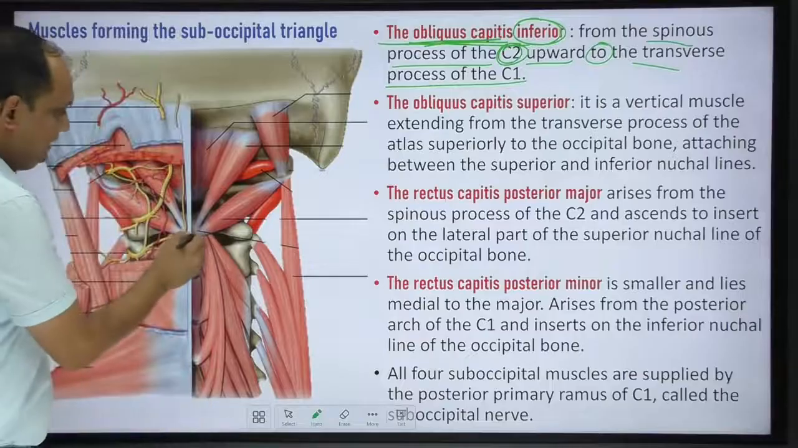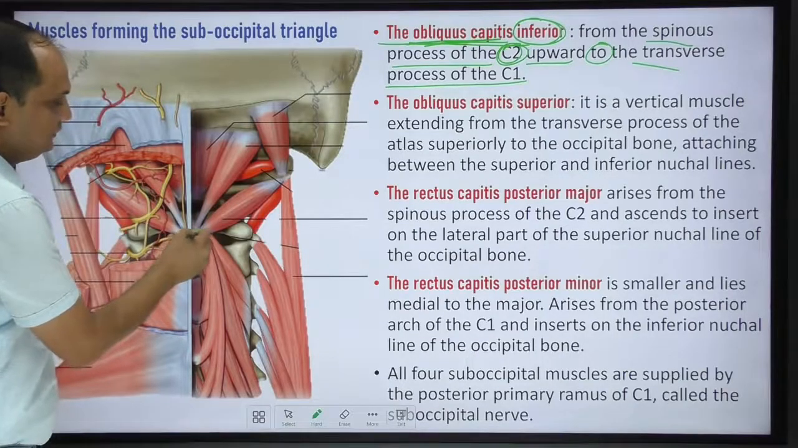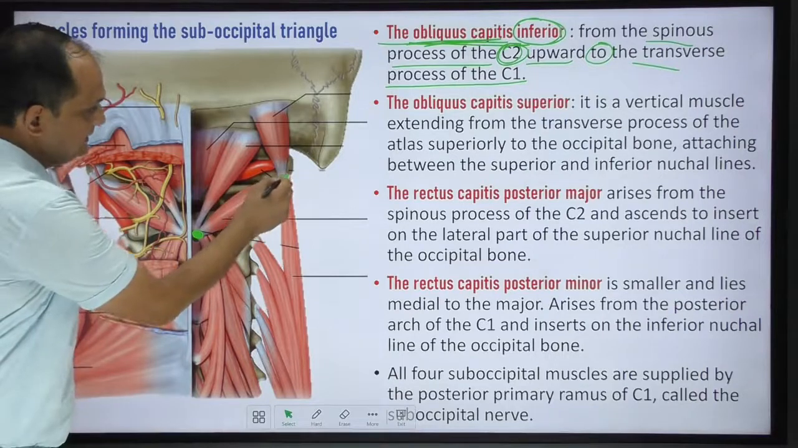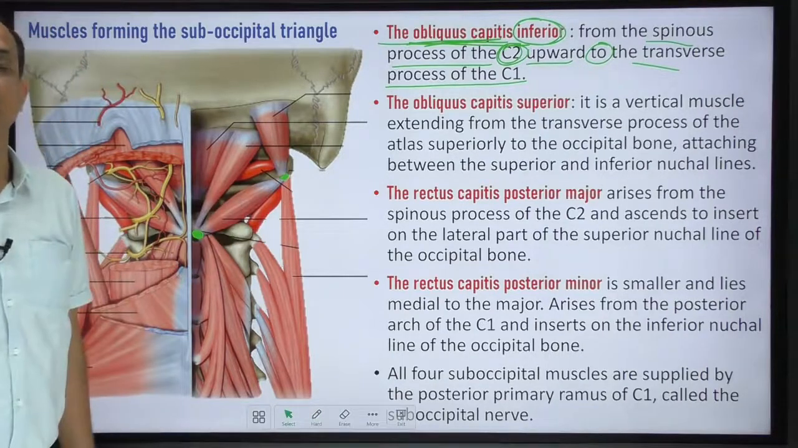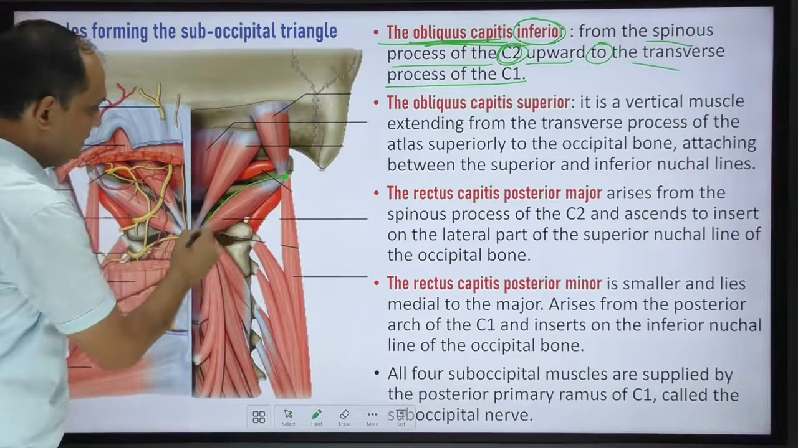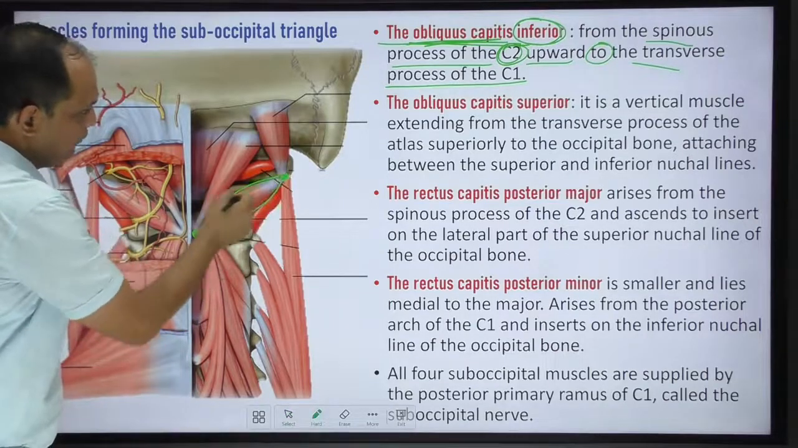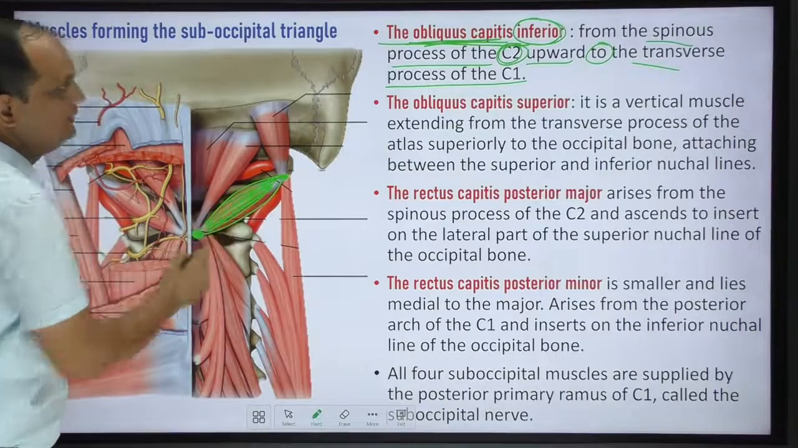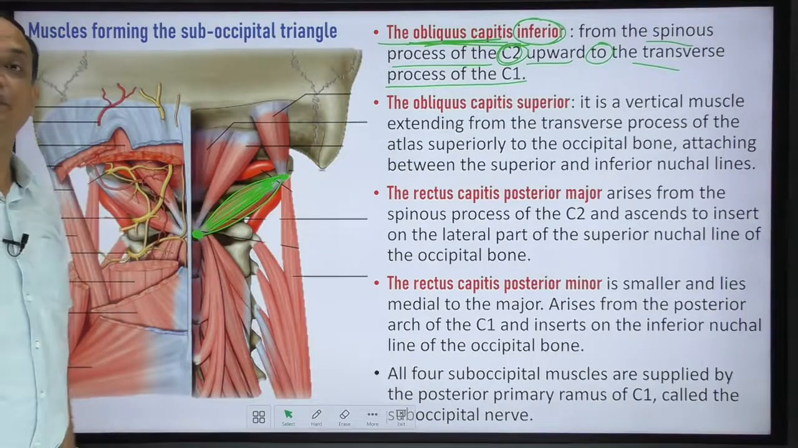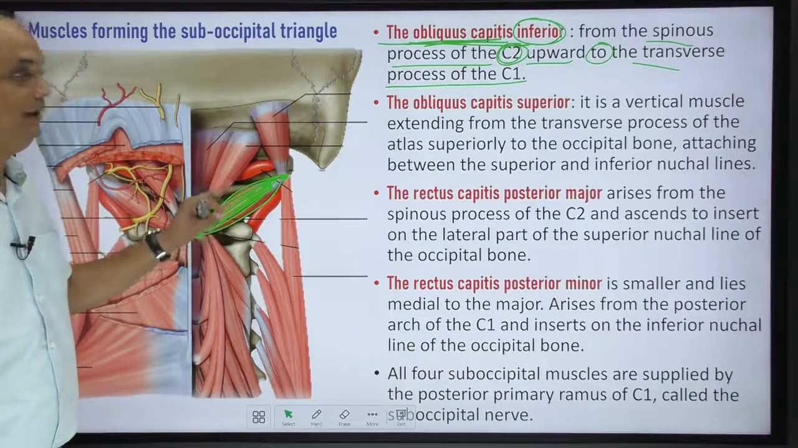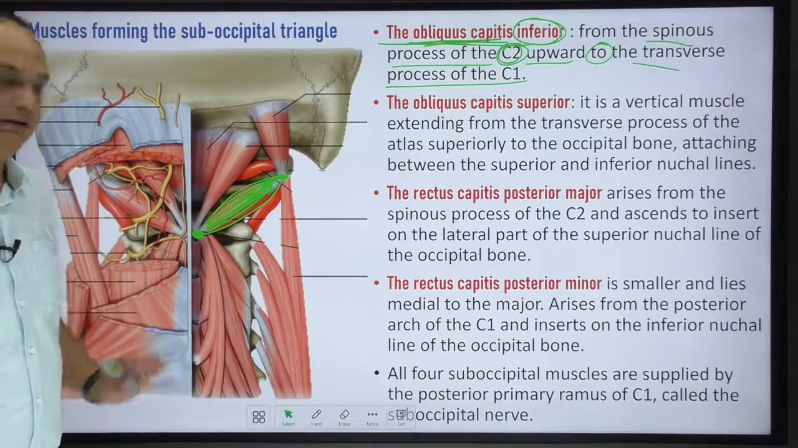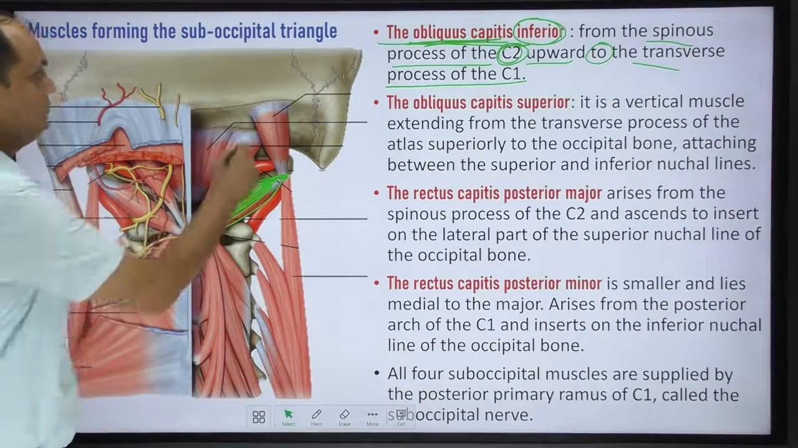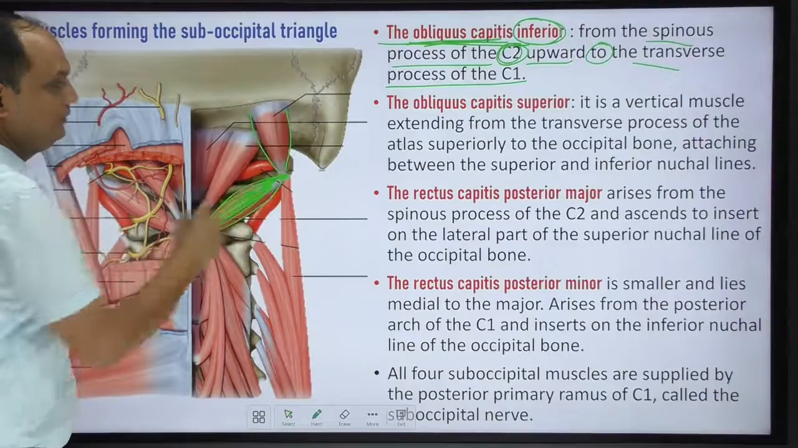So you can see here, this is the spinous process of C2, the second cervical vertebra, and this is the transverse process of the first cervical vertebra, and this connection is here. And what is the name of this muscle? Answer is, it is obliquus capitis inferior. Clear? Oblique means it is placed obliquely. Inferior because you have the muscle superior also.